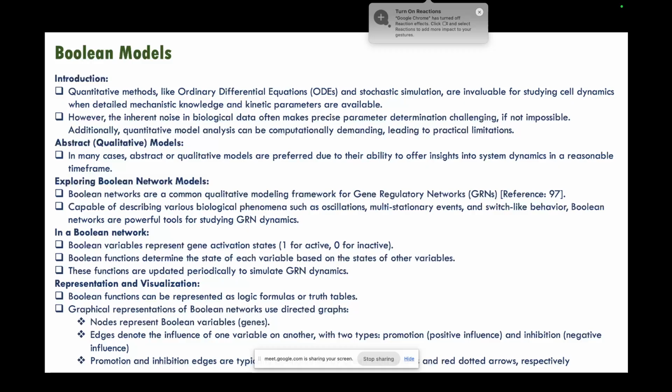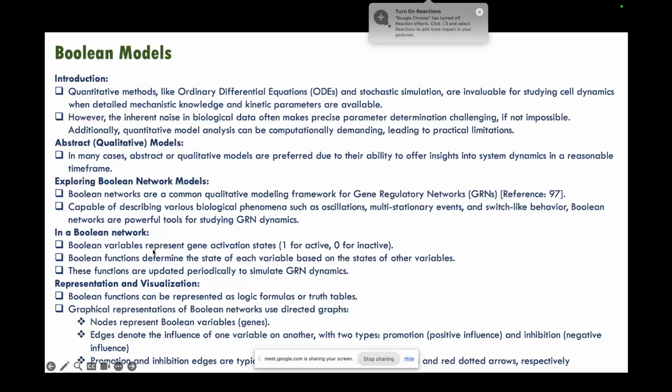But if you have a much simpler system and you assume a lot of stuff around it, and then you do the modeling, then Boolean models will actually give you quite a decent result. Okay. Each of these types of behavior, oscillations, multi-stationary events, switch-like behaviors, are actually very well described using Boolean networks for studying GRN. Okay.